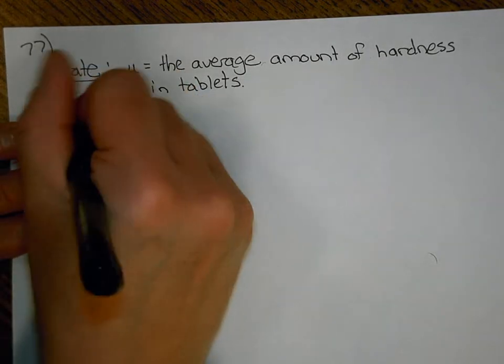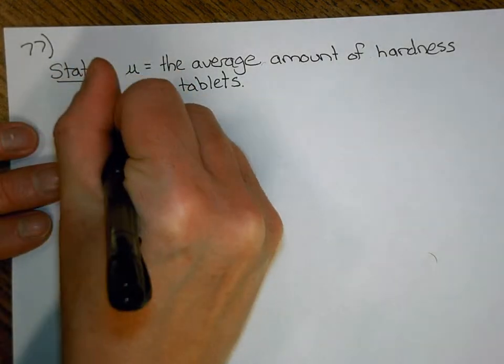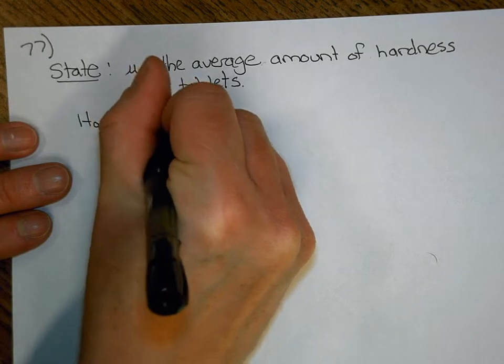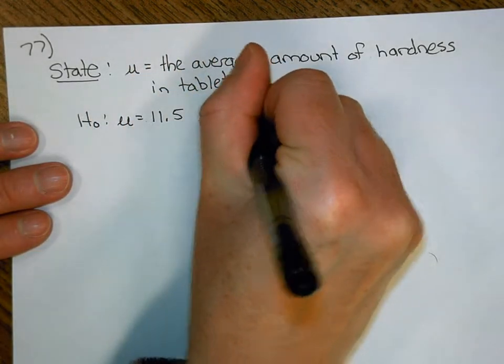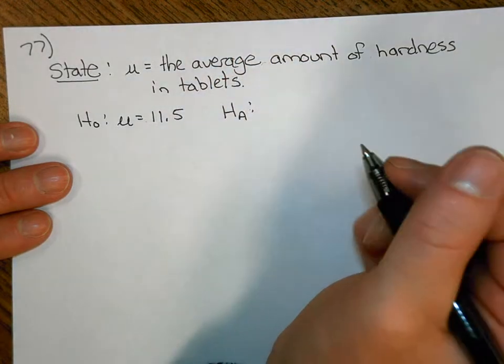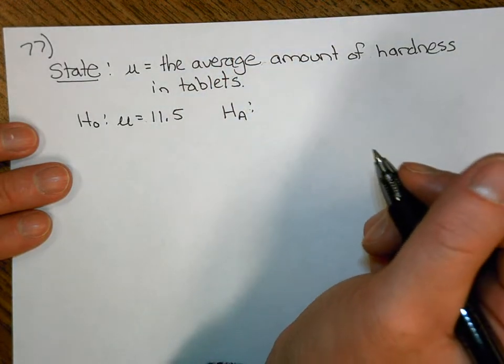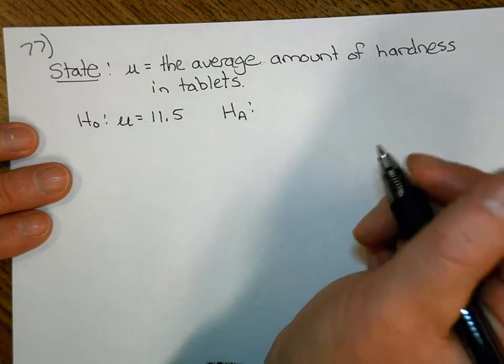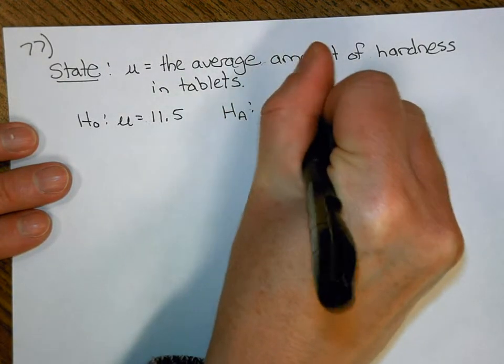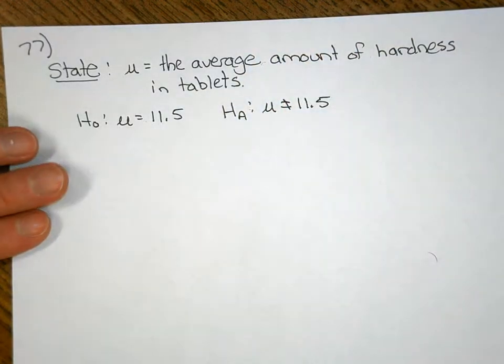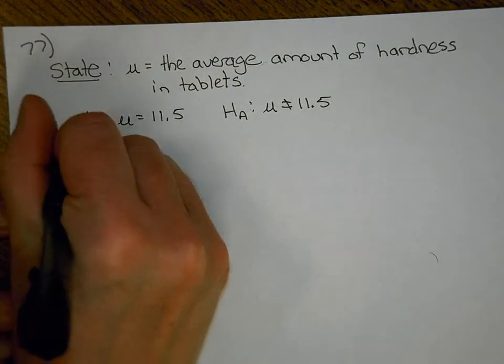The plan, and then we need the H0 is going to be that it equals what it's supposed to, so mu equals 11.5. And the alternative, what's he trying to think? Is there convincing evidence at the 5% level that the mean hardness of the tablets differs? Differs means not equal to. So your state part is done. The plan.